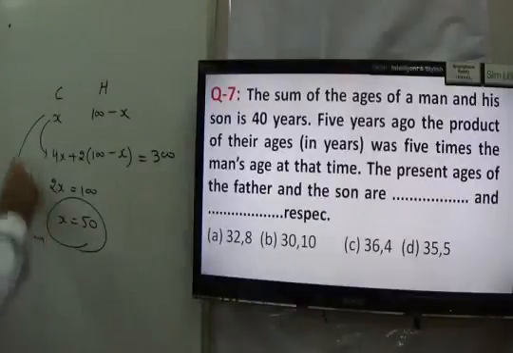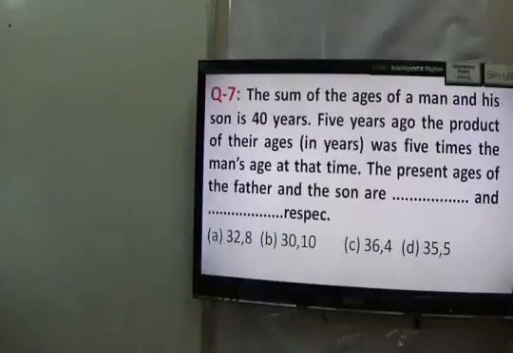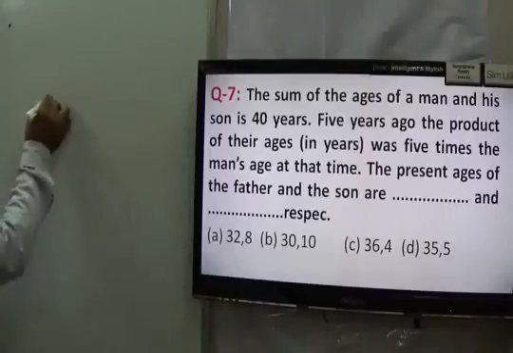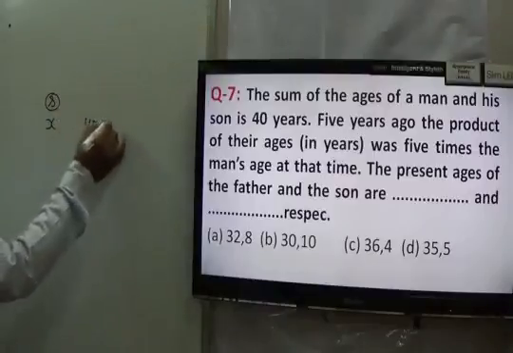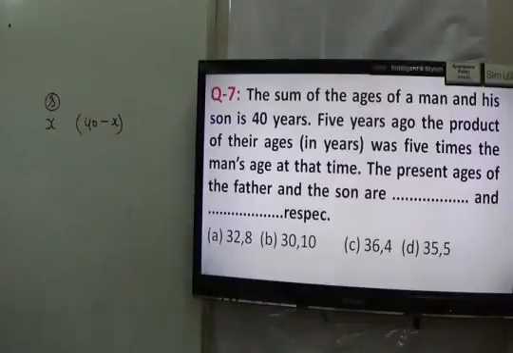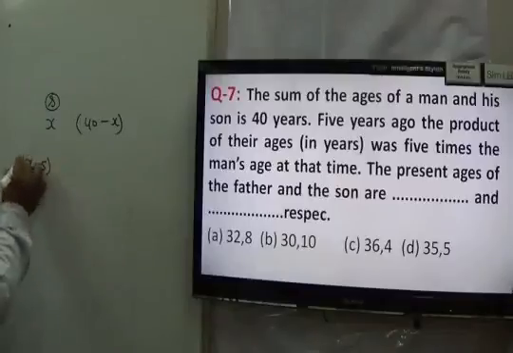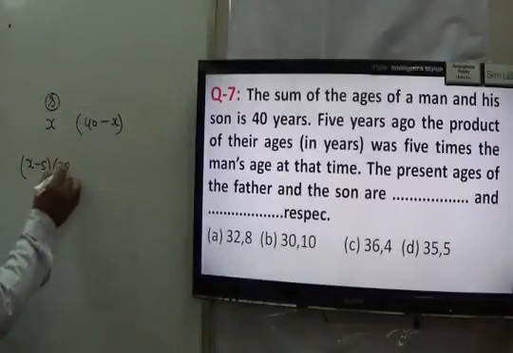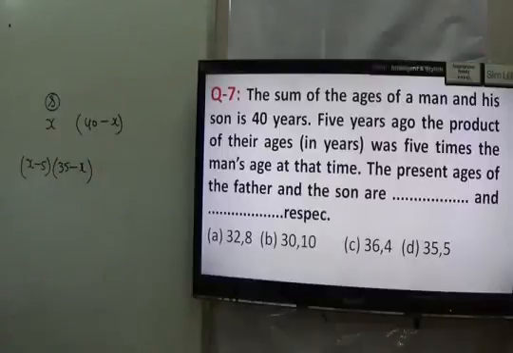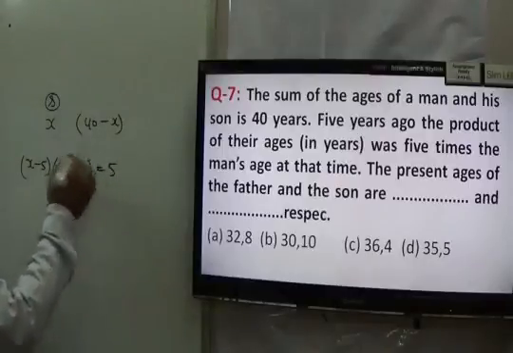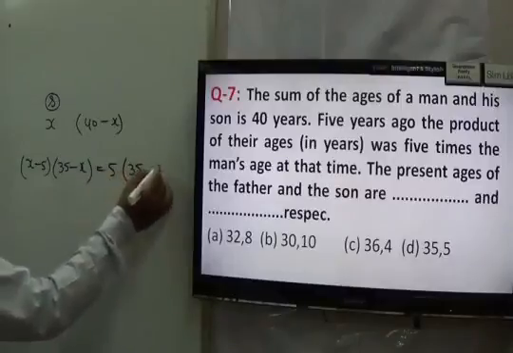Next we have question number 7. What does this question talk about? It is given that the sum of the ages of a man and his son is 40. 5 years ago, the product of their ages was 5 times the man's age at that time. The sum is 40. It means if I say age of son is equal to x, age of father is 40 minus x. Then it states that 5 years ago, it is x minus 5. If I subtract 5 from here, that would be 35 minus x. The product is equal to 5 times the present age of the man, that is 35 minus x, right?